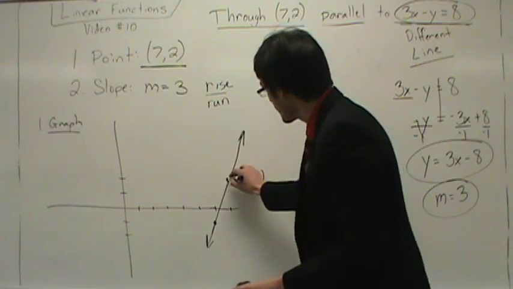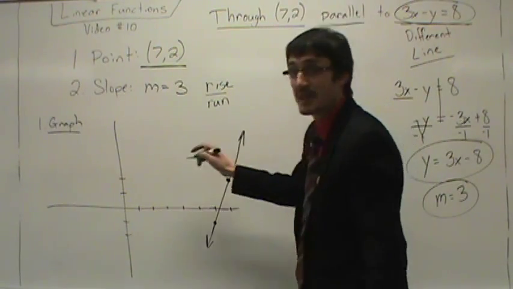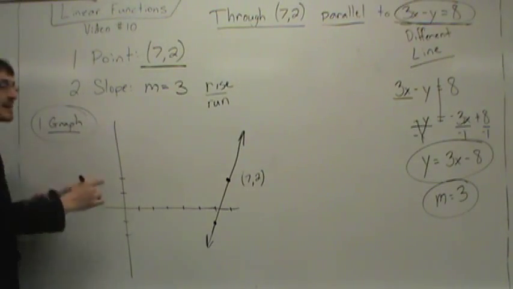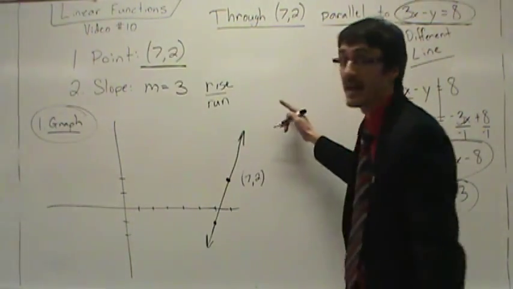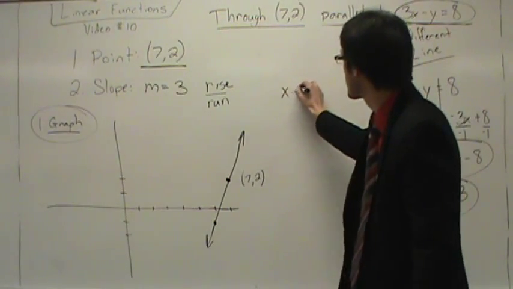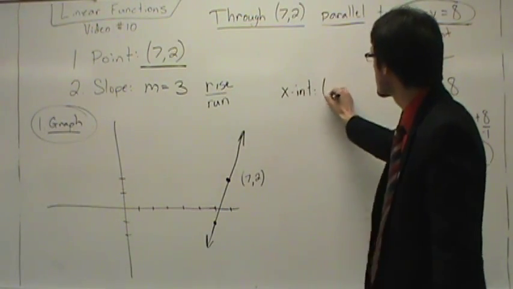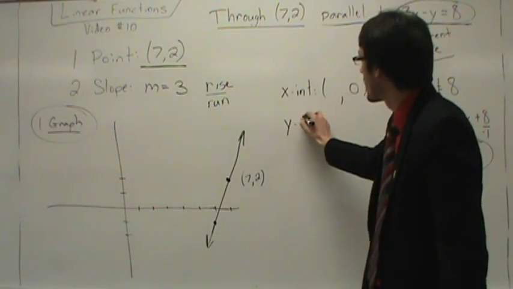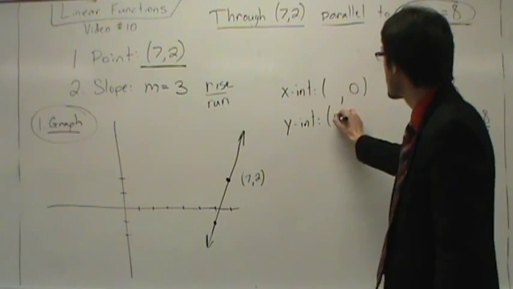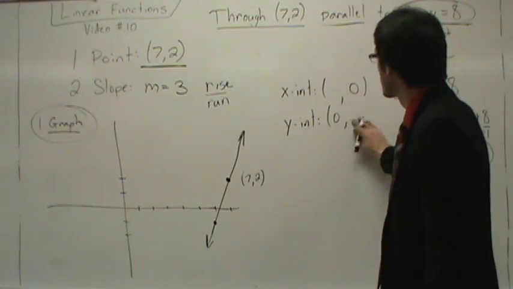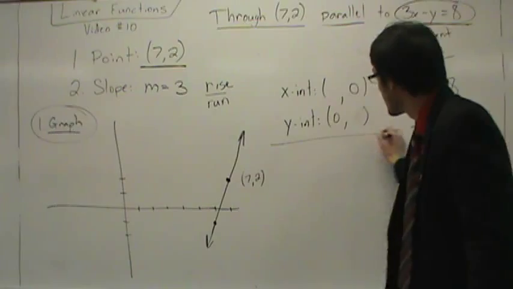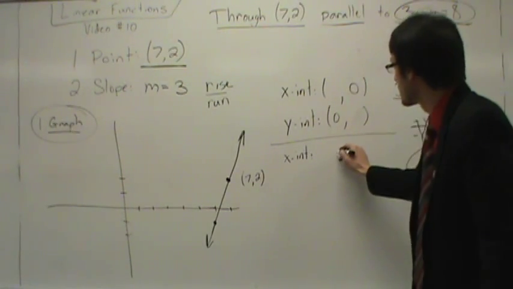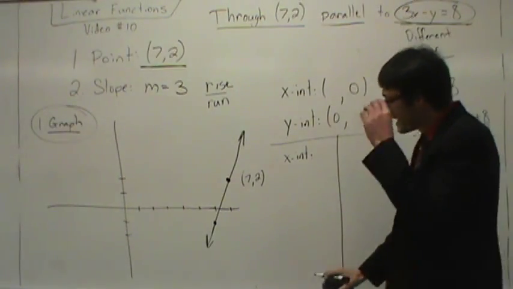Now, first step for this type of problem is to graph it, and secondly would just be to find x and y intercepts. So let's go ahead and write x-intercept. Again, what do we know about an x-intercept? We know that its y value is 0. And what do we know about a y-intercept? We know that its x value is 0. So we're going to find x-intercept first. Okay, so we need an equation.